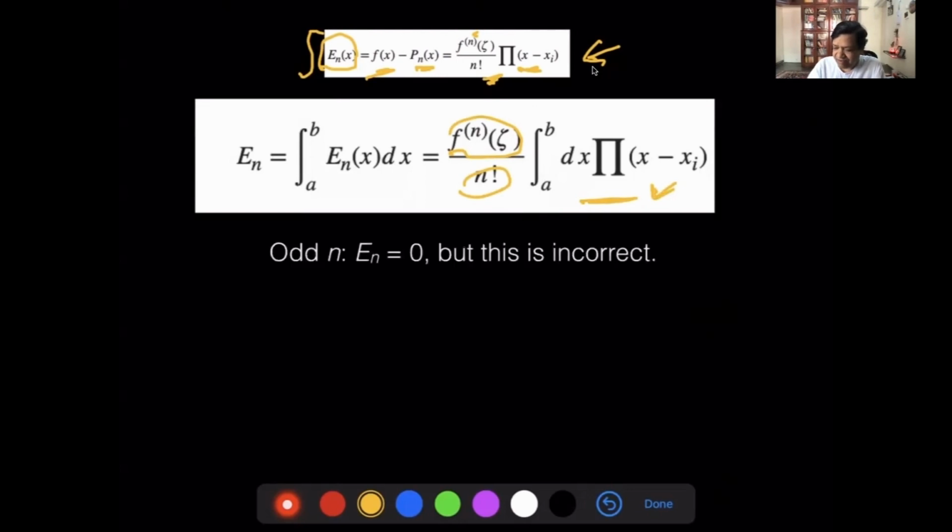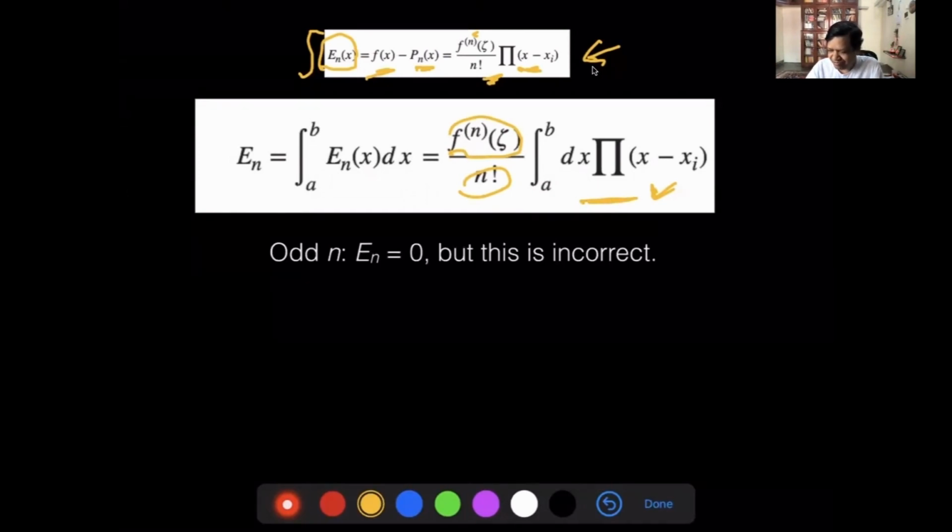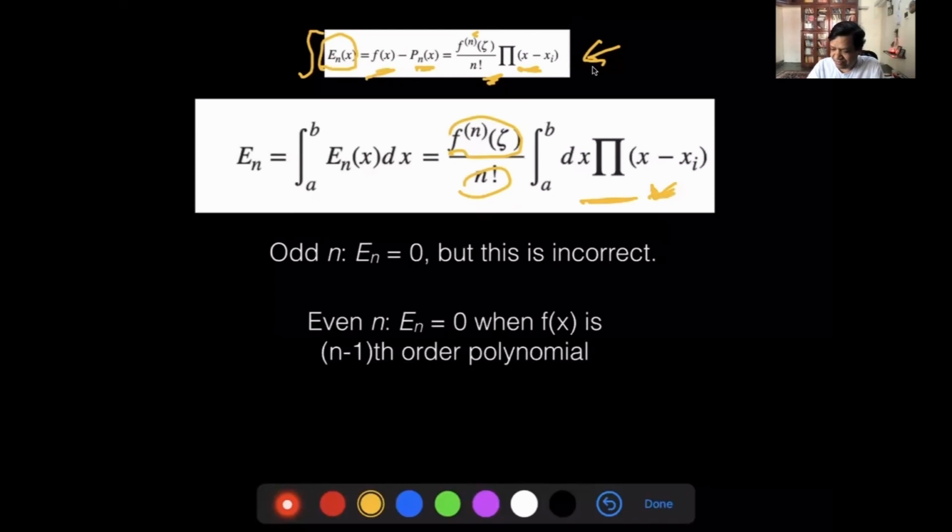If n is even, I'm going to come to that bit later. Let's look at odd n. Odd n is a tricky thing. For odd n, what happens to this integral? Let's take 3 points. For odd n, this integral gives you 0, which is incorrect. This is not correct.